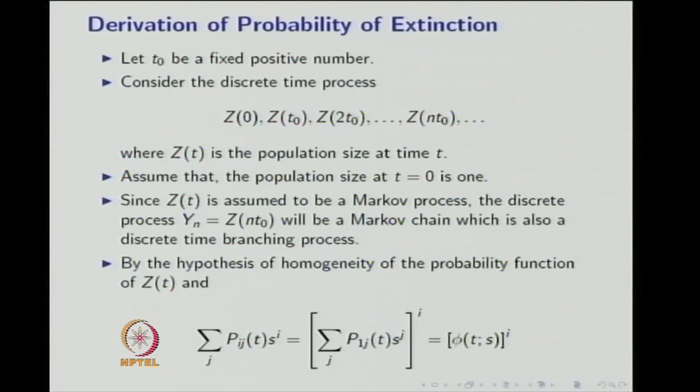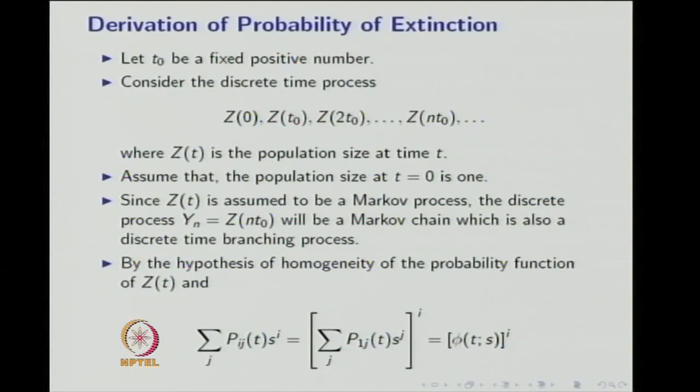Let t₀ be a fixed positive number. Consider a discrete time branching process Z(0), Z(t₀), Z(2t₀) and so on, Z(nt₀), where Z(t) is the population size at time t. Assume that the population size at time 0 is 1, Z(0) = 1.